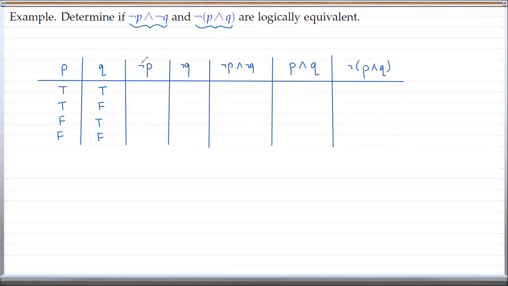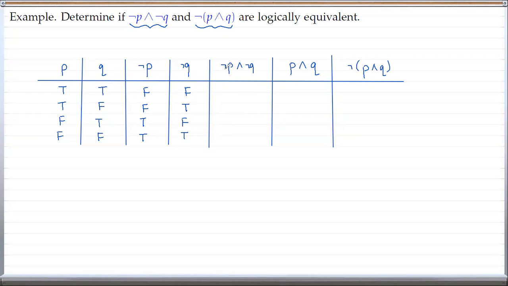Not P, we are just negating P. So we'll have false because we have true here. Next we have true, again false. Now we have false, so not P must be true, and again true. Next we want not Q, so true here, not Q must be false. False for Q, not Q must be true, and then false, and then true again.